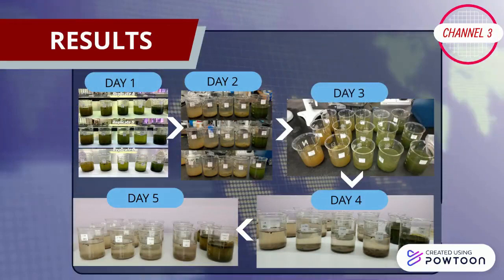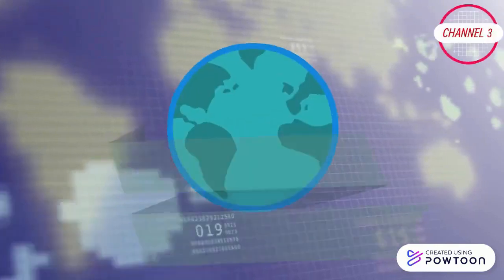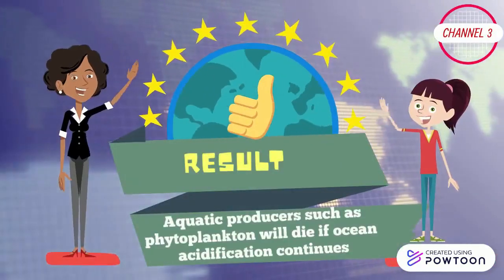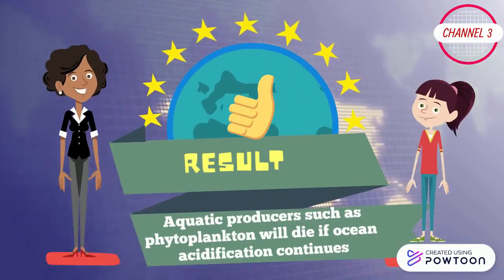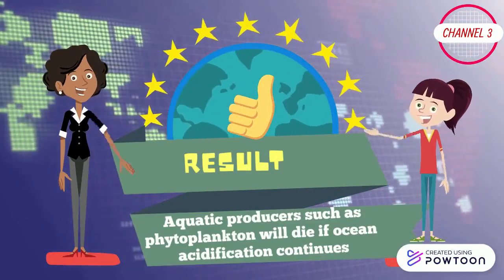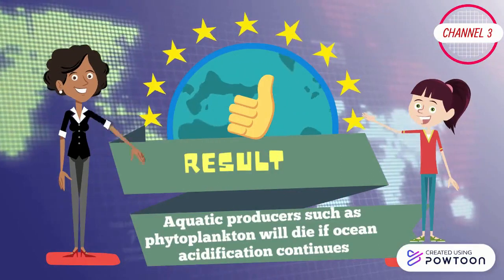Over time, transparency of the solution becomes higher as biological activities of algae are restricted in an acidic environment. This shows that aquatic producers such as phytoplankton will die if ocean acidification continues. In short, it will disturb the food chain, which leads to the impacts as mentioned earlier.